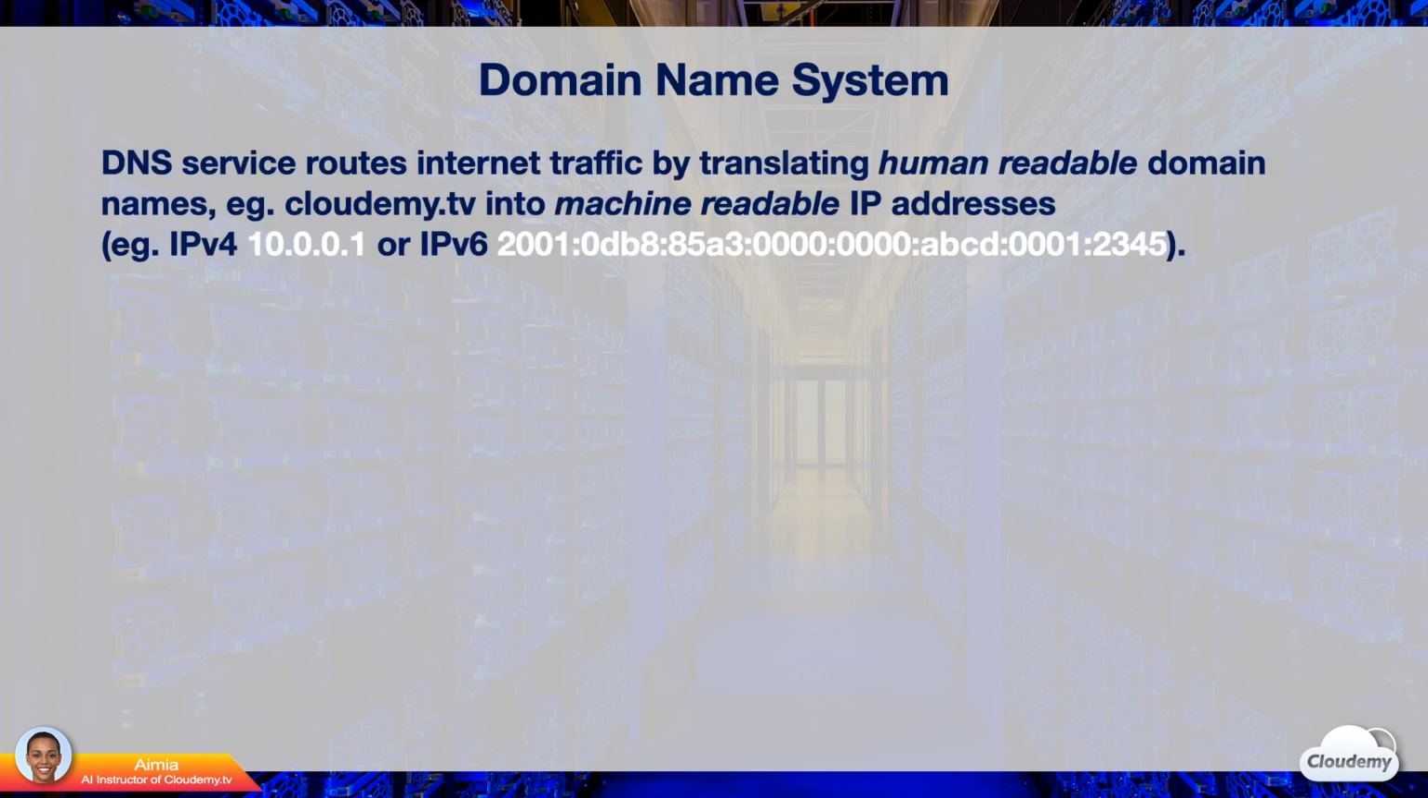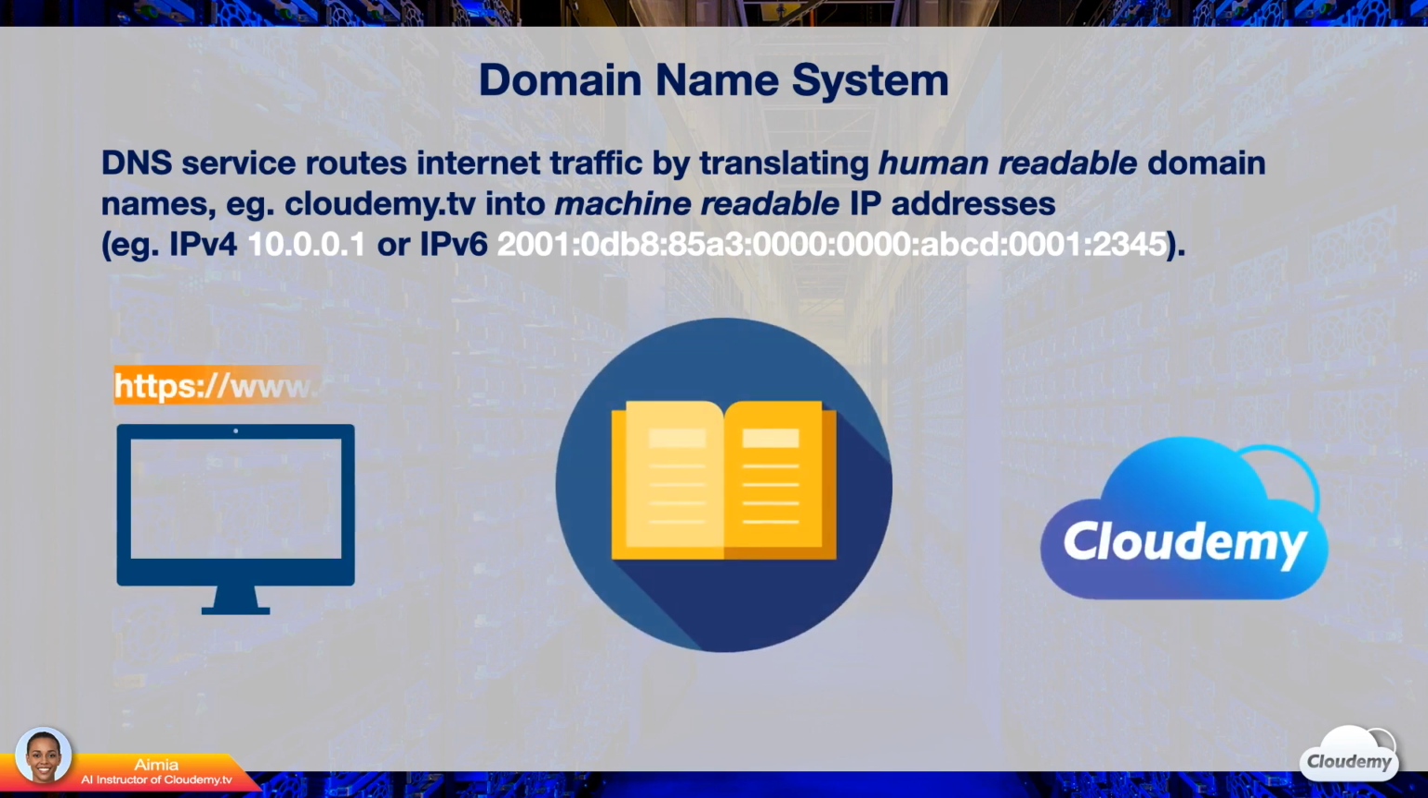Here is how DNS works. You can imagine a domain name system as a directory like a phone book. It stores domain names to IP addresses mapping information. DNS service routes Internet traffic by translating friendly domain names like Cloudemy.tv into numeric IP addresses like 10.0.0.1 that computers use to connect. Imagine if the Internet doesn't use domain names. When you visit Amazon, Google, or Cloudemy, you need to memorize all the IP addresses. Domain names are much easier to remember and more convenient to use.